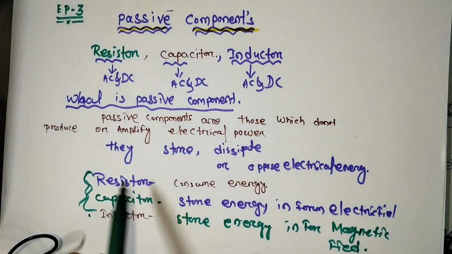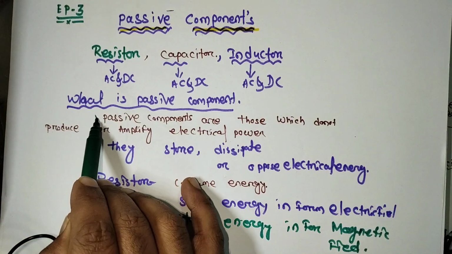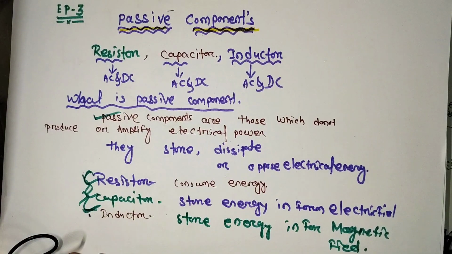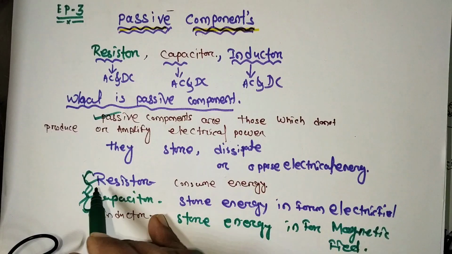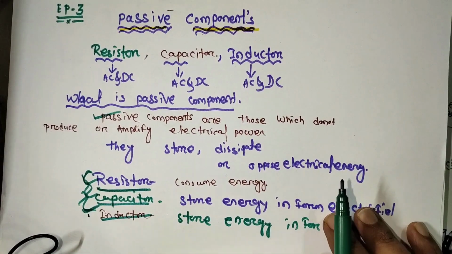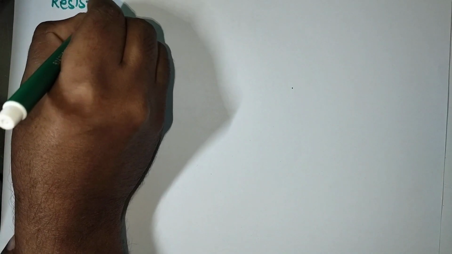First, overall you know what is the passive component. Then after that, you know the three basic fundamental components. Then we go in depth about the components one by one. First component is the resistor, which you maybe already know somehow.